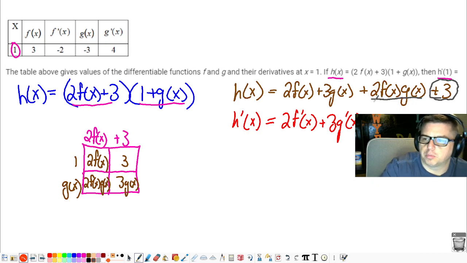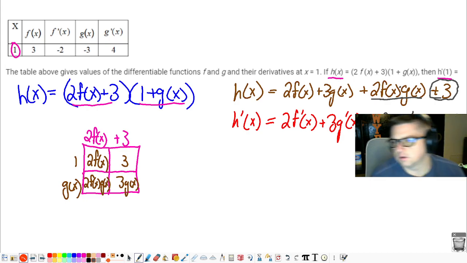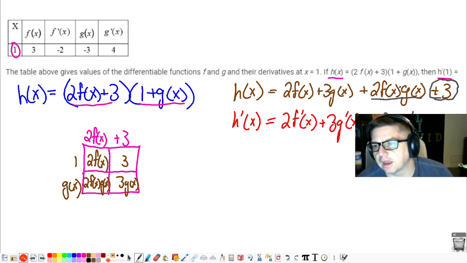And hopefully your brain is saying product rule. So the first times the derivative of the second plus the second times the derivative of the first. We need to take that product rule.